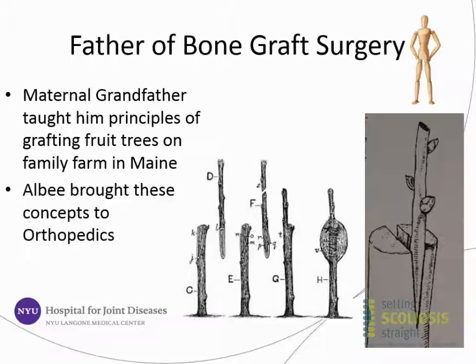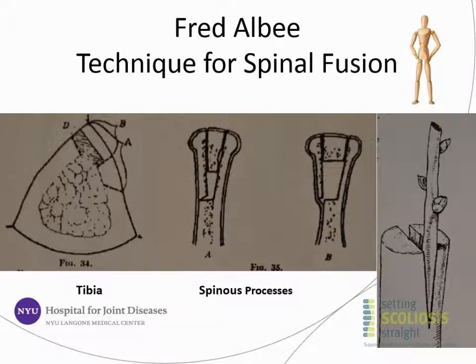Now, he's really the father of bone graft surgery. Basically, his maternal grandfather taught him the principle of grafting fruit trees. If you take a branch from one and you shave it down and you shove it inside another, and then you tape around it, you would end up with an apple tree growing on a cherry tree stalk, or the other way around. So he took this technique and introduced it into patients. He took a piece of their tibia and shaved it down just the way his grandfather took a piece of a branch, and he shoved it into the spinous processes and created a spinal fusion.